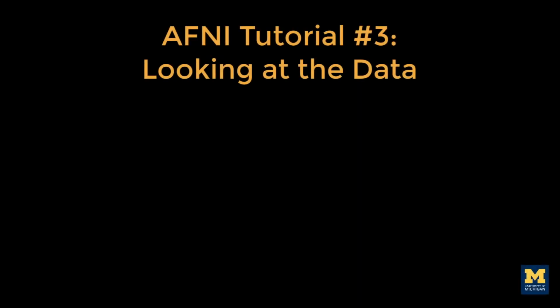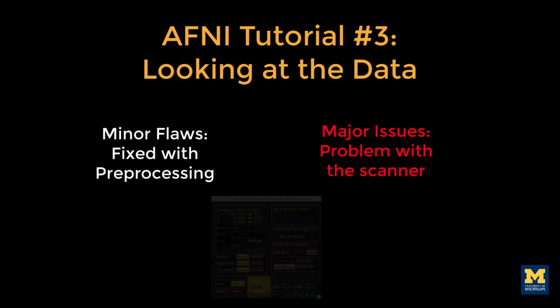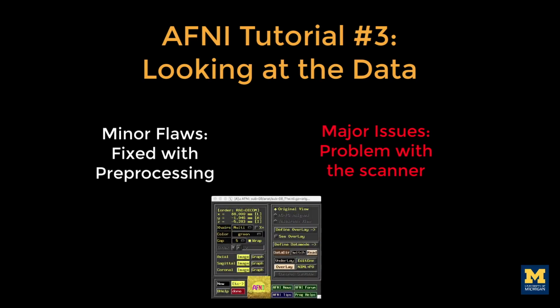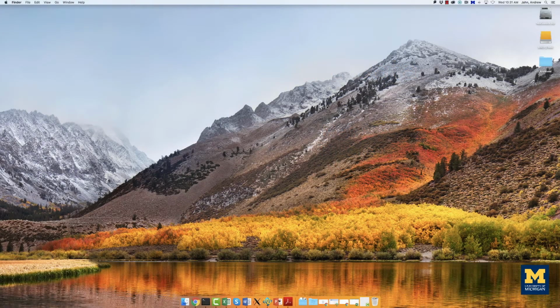Now that you've downloaded the dataset and learned about the flanker task, you'll want to look at your data to inspect it for any problems. As you gain more experience looking at these images, you'll be able to judge whether they are minor flaws that can be fixed by pre-processing the data, which we will discuss later, or whether they are major issues that indicate a problem with the scanner. In either case, you will need to look at the data carefully by using the AFNI image viewer. Let's first rename the dataset to something that is clear and informative.